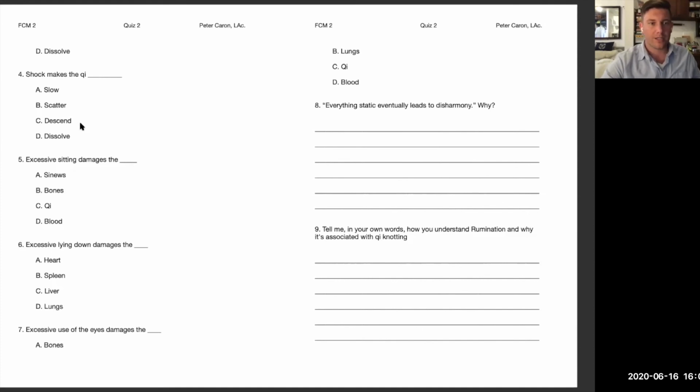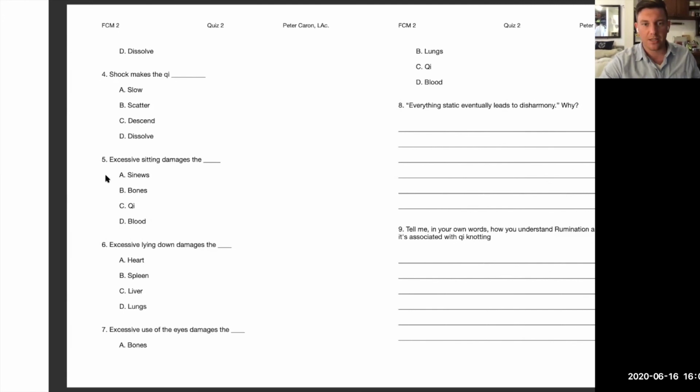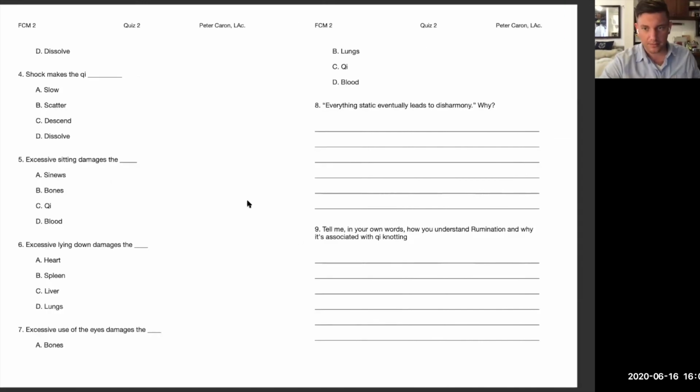Oh, now we're testing whether or not I remember these off the top of my head. Excessive sitting damages the, I really should know these off the top of my head, right? Yeah, excessive sitting damages the chi.